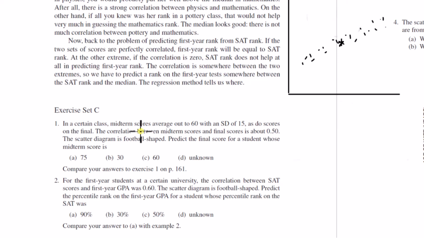In a certain class, midterm scores average out to 60 with a standard deviation of 15, as do scores on the final. The correlation between midterm scores and final scores is about 0.5. The scatter diagram is football shaped. Predict the final score for a student whose midterm score is each of these midterm scores. Okay, so we were asked this same question in section 1. But the only difference is now that they're talking about predicting the final score for a specific student. But so what? That doesn't change anything. So we're actually going to get the exact same answers we got in section 1. I'm not going to go through it again.